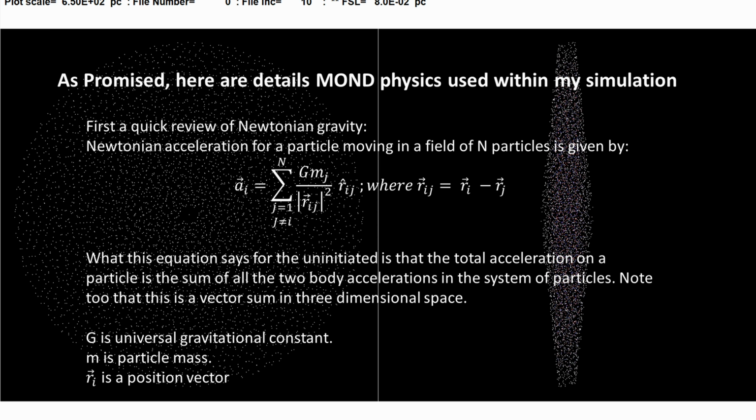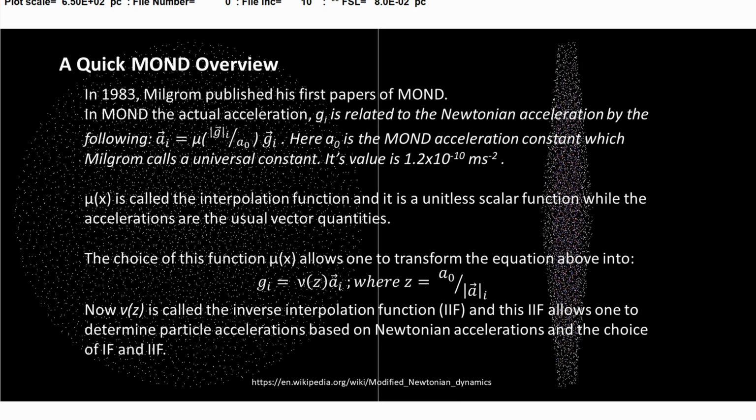Here G is the universal gravitational constant, m is a particle mass, and r is a vector in the coordinate system that you're using. In 1983, Milgrom published his first papers on MOND. In MOND, the actual acceleration, which we'll call little g, is related to the Newtonian acceleration by the following relationship. Here, a0 is a constant that Milgrom calls a universal constant, and its value used within the simulation is 1.2 times 10 to the minus 10 meters per second squared.